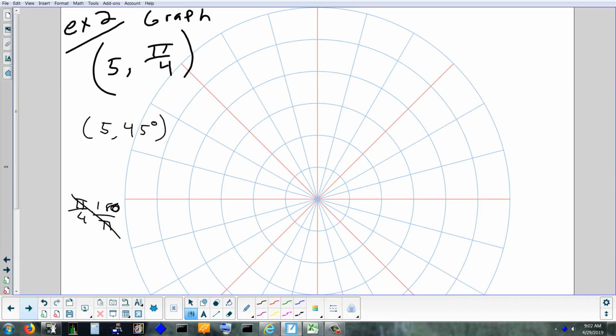Now I want to graph it. So Kate, what would I look at first? The 5 or the 45 degrees? The 5. Yeah, we're going to look at the 5 first. And that tells me to move, how about, Ben, how many units am I going to move? 3. Where did you get the 3 from? I don't know. The 3 numbers.